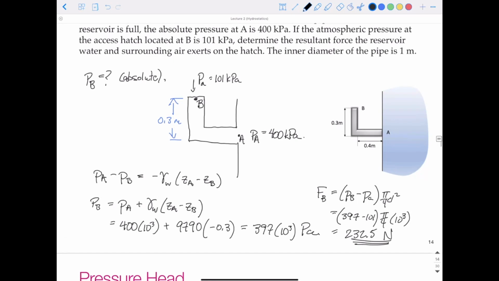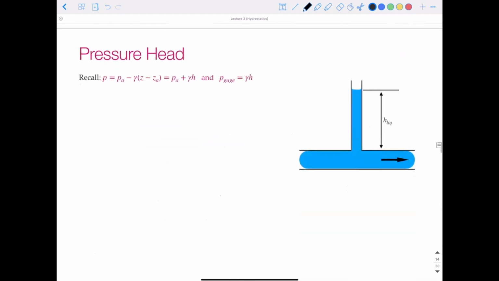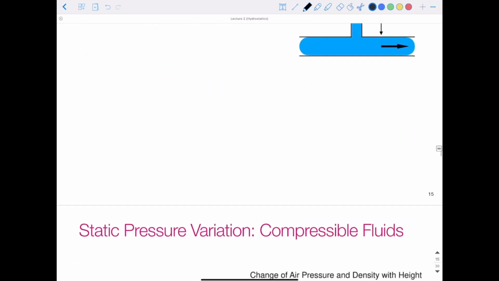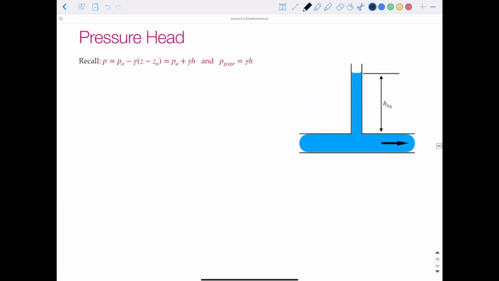Good. Let's take a quick break. When we get back, we'll talk about head pressure and some more properties of static fluids. So let's give it a 5-10 minute break. Let's meet at 10 after 1.